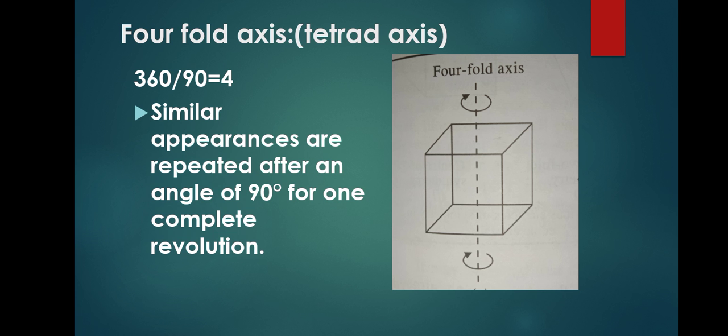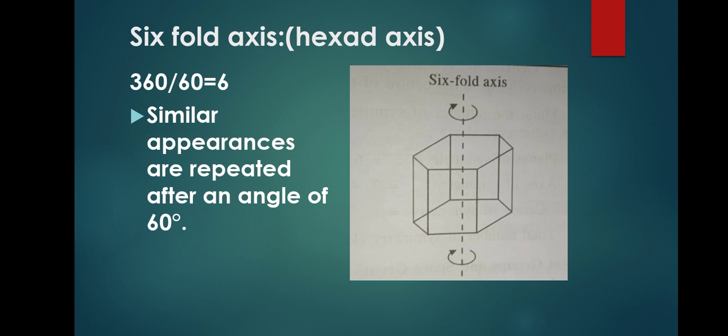Then fourfold axis, it is also called tetrad axis. Here 360 divided by 90 gives a fourfold axis. Similar appearances are repeated after an angle of 90 degrees for one complete revolution, which means within 360 degrees you will get four appearances of 90 degrees, so that you get a fourfold axis.